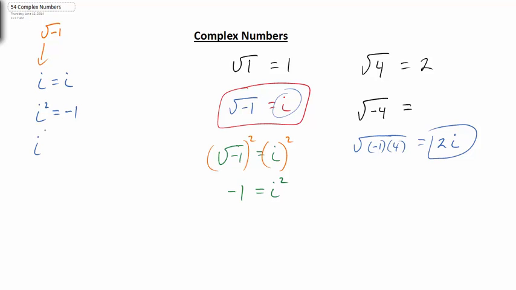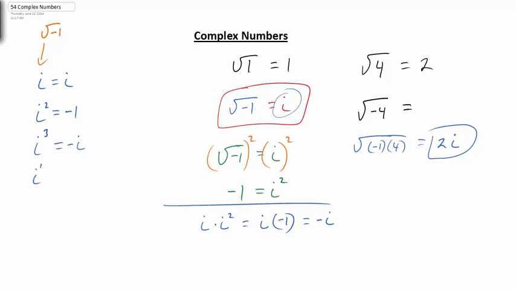Well, what happens if we take i cubed? Well, i cubed would be the same thing as if we were to take i times i squared. Well, if we were to take i times i squared, what does that equal? Well, we know that i is simply equal to i, and we know that i squared is equal to a negative 1. So i times a negative 1 would equal a negative i. So i cubed reduces to a negative i.